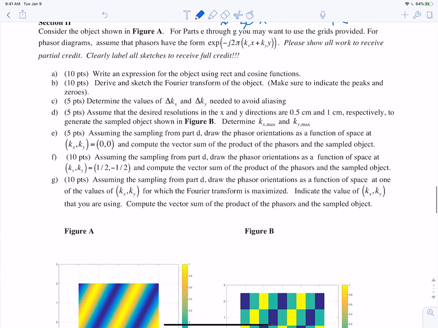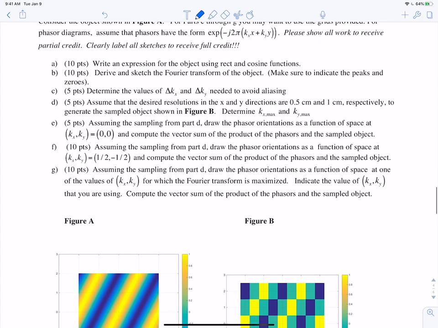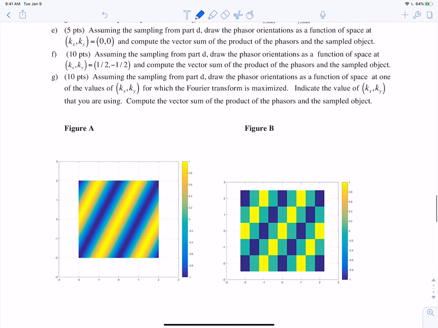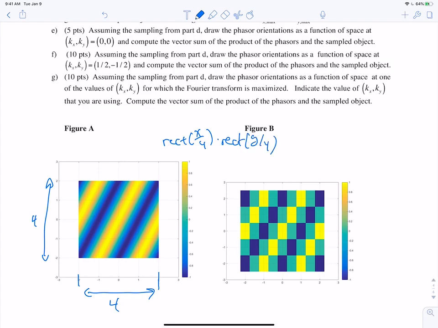First you're asked to derive an expression for the object using the rect and cosine functions, okay? So this is my object here. Let's do the easy part first. What's the width of this object? 4. And what's the height? 4, right? So I know I need to have a rect of x over 4 and a rect of y over 4, right? So that's the easy part.